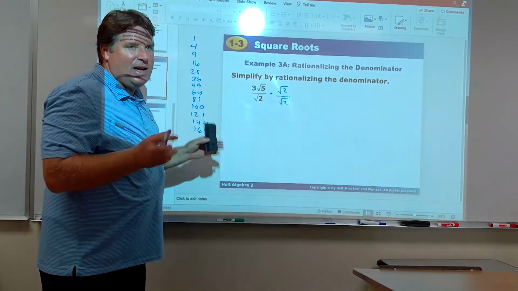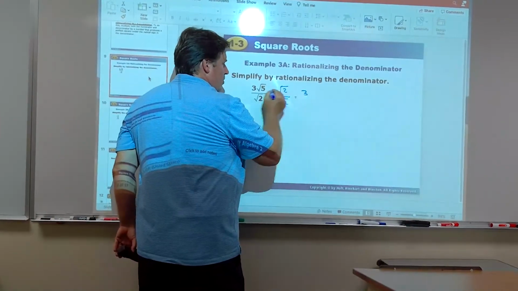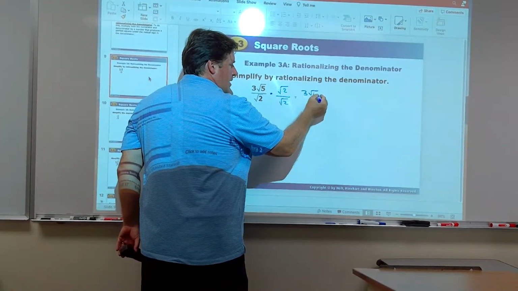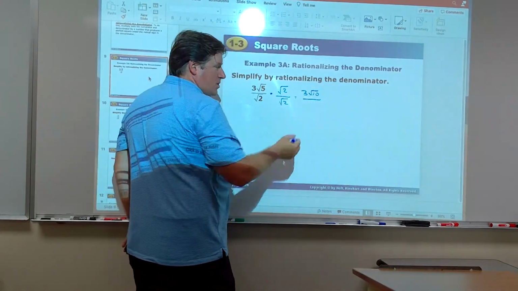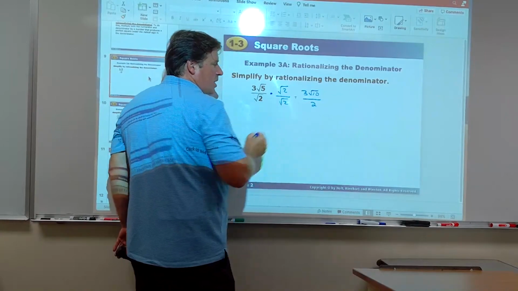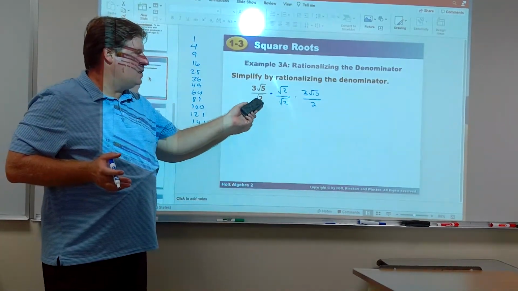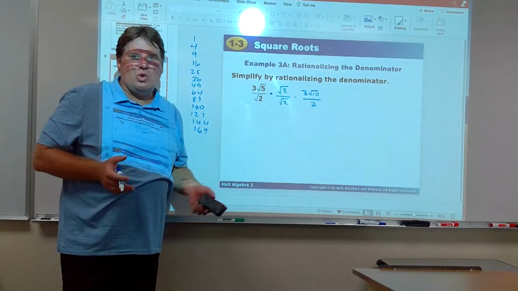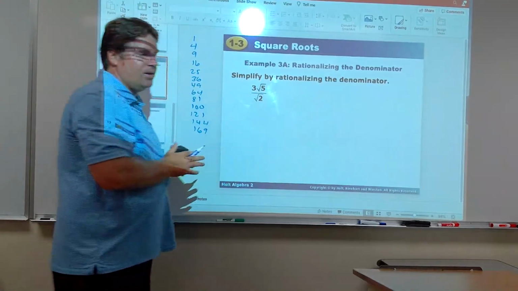Now, what advantage does this have? Well, as I multiply across here, 3 root 5 times root 2 is 3 root 10. And then root 2 times root 2 is the square root of 4, which is just 2. Anytime you multiply those, it's just going to be 2. Does it look a lot more simplified? No, but technically it is because we don't have a radical in the denominator. That's called rationalizing the denominator. Okay, let's try another one of those.